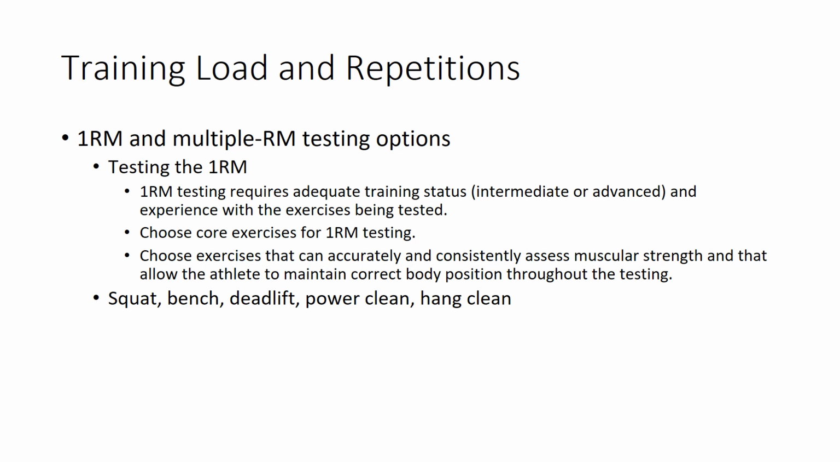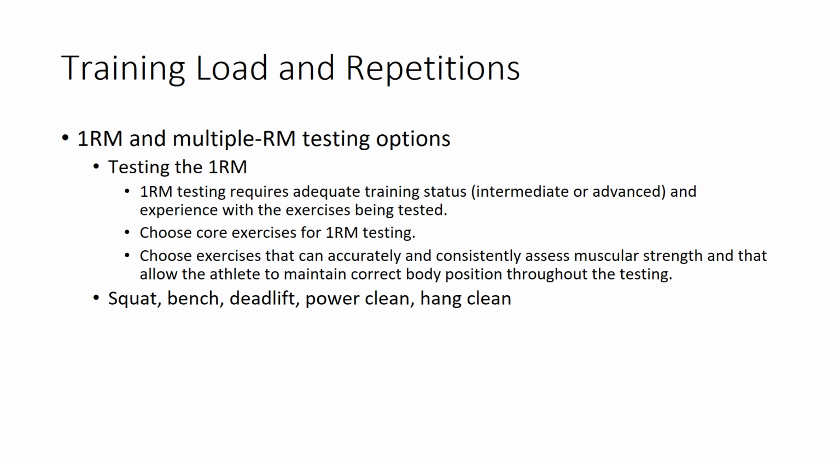So when they do come to this 1RM training or testing to see how they progress, they'll be able to do it correctly. But we want to choose core exercises for this 1RM testing, such as the squat, bench, shoulder press. We really don't want to utilize a bicep curl for 1RM testing. But we want to choose exercises that can accurately and consistently assess muscular strength and that allow the athlete to maintain correct body position throughout the testing. So this is where we want the individual or athlete to have proper technique.